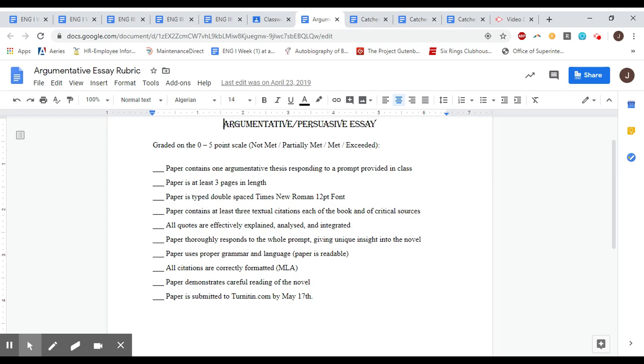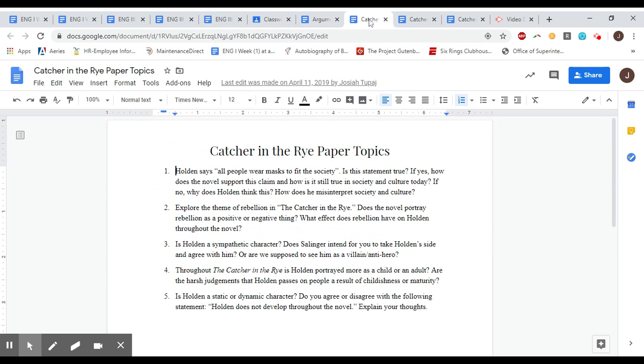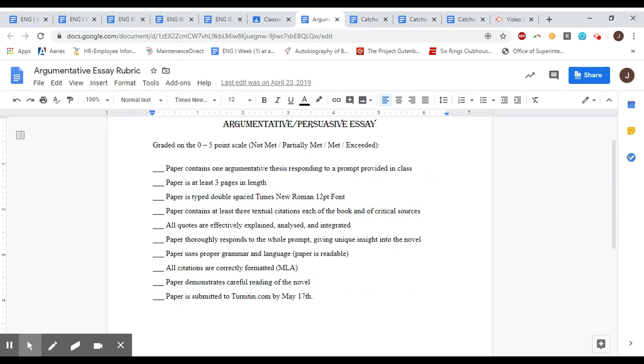If we click over to the rubric, as you can see here, it needs to be at least 3 pages, typed, double spaced, Times New Roman 12-point font. You need to have at least 3 quotes from the book, and then at least 3 quotes from critical sources. So you will have to do a little bit of research, find some background information on the book, or look up what other people say about the book, how teachers or professors or researchers, someone who has actually read and studied the book a lot, how they would go about answering one of these questions. You'll have to research that and find sources.